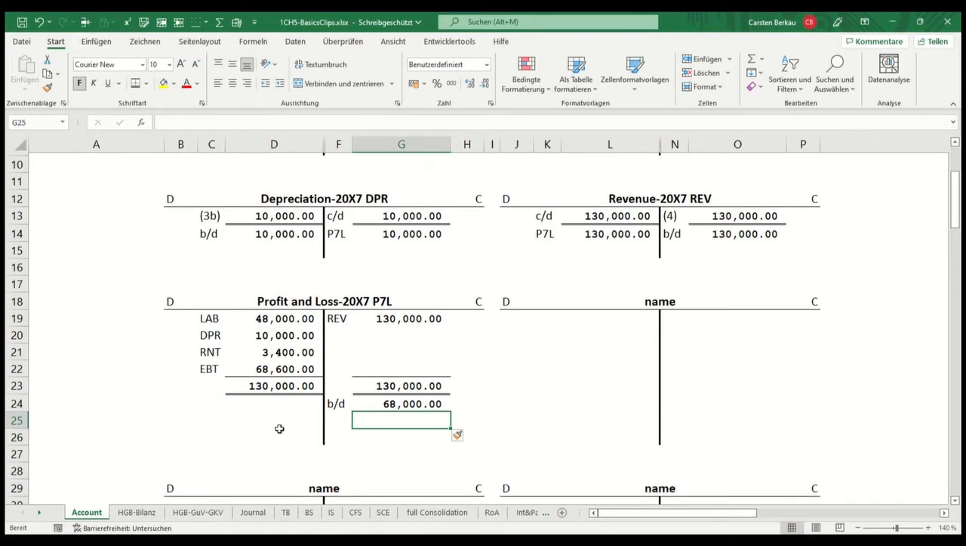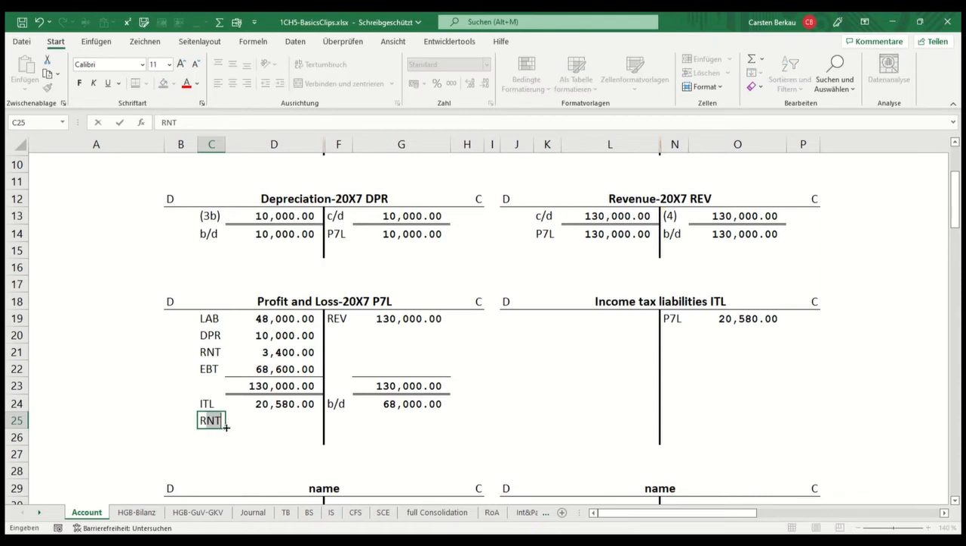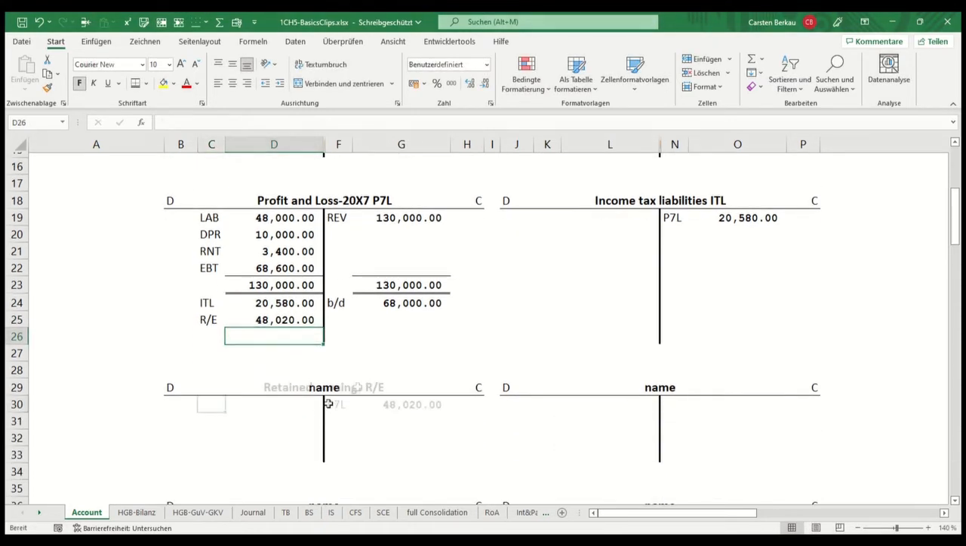As long as we only balance off an account, no other account will be involved. The income taxes will be transferred to the income tax liabilities account. That's the reason why the entry is income tax liabilities, and here the value is $20,580. Earnings after taxes will be transferred to equity. Here it is the retained earnings account. We make a debit entry in the profit and loss account. We make a credit entry in the retained earnings account.